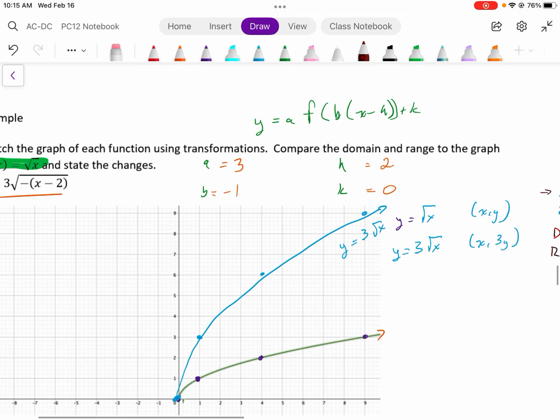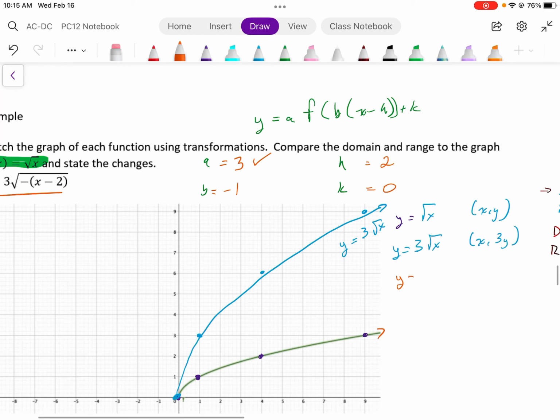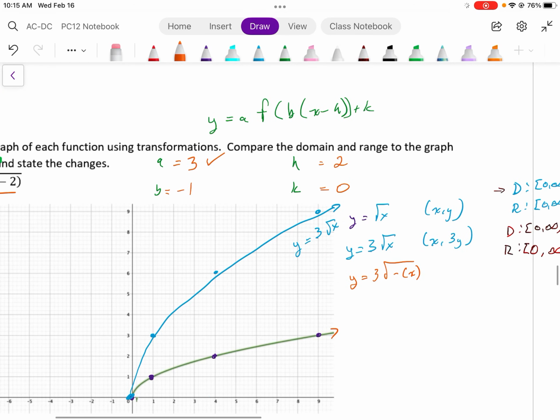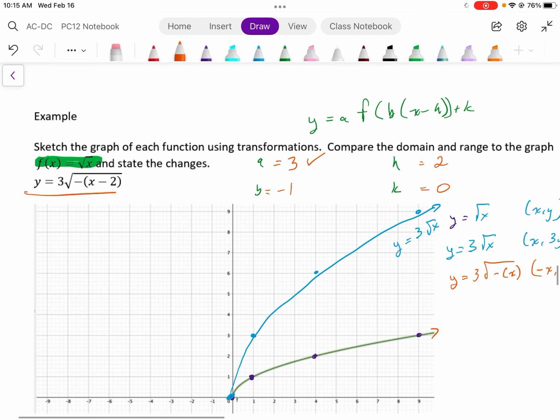All right, good times. Now I'm going to grab orange, and so I did A, and now I'm going to do B. B is negative 1, so 3 times the square root of negative x. I'm going to put x in brackets just to make it easy. And this takes point (x, 3y) and maps it into (negative x, 3y). The y values stay the same, but I have to multiply my x values by negative 1.